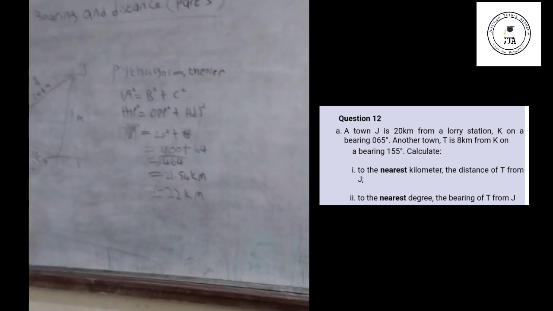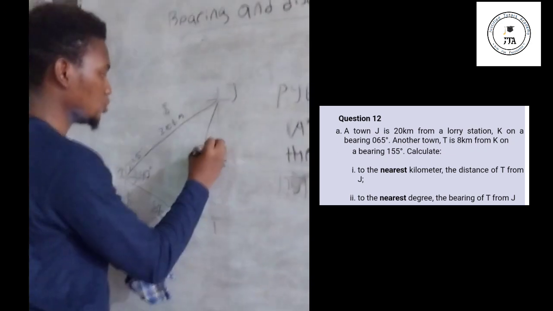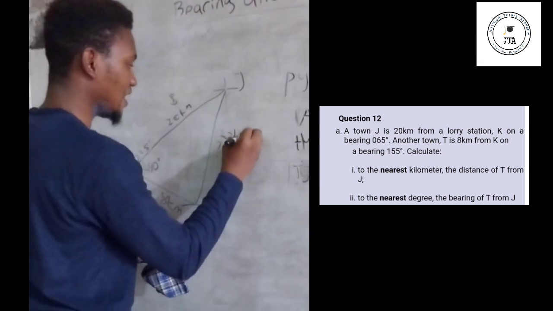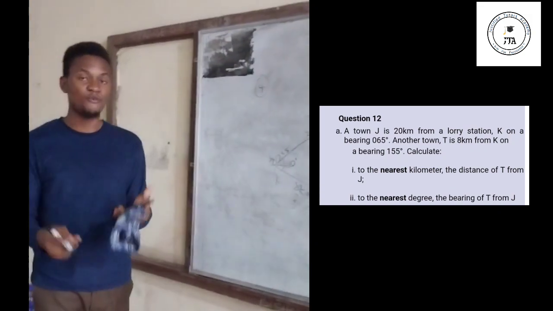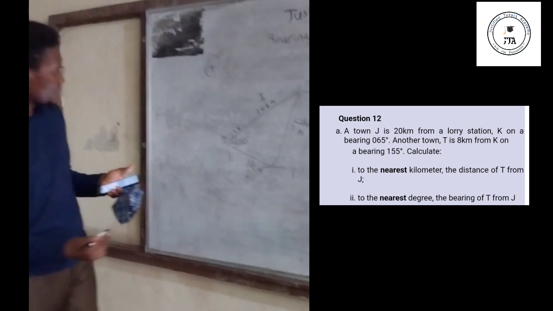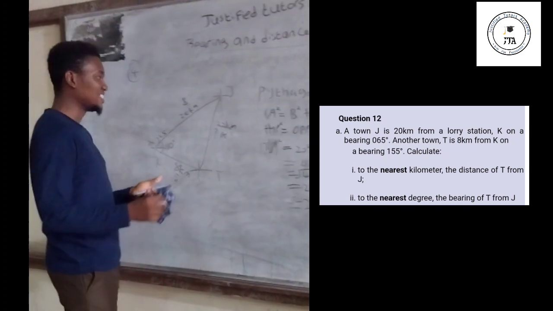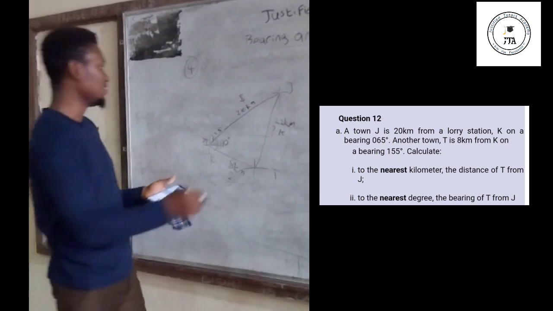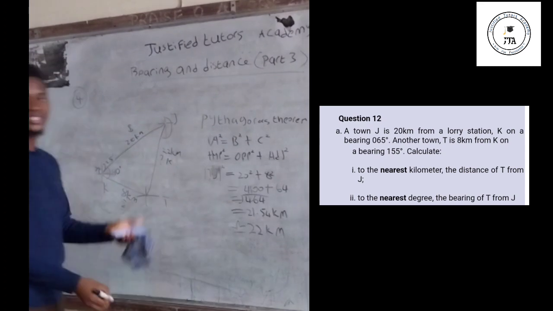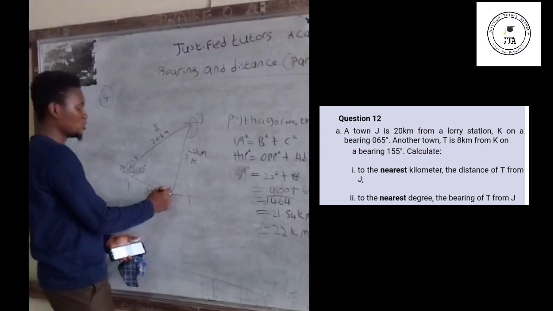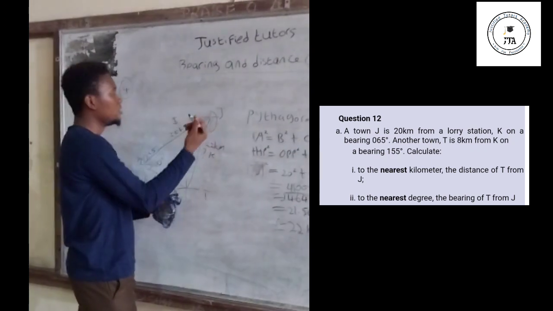Alright, now we are done with JT. JT is 22 kilometers. Now, they said that we find, to the nearest degree, the bearing of T from J. The bearing of T from J, which means that the angle at J is coming from T. Now this is our J here, so this is the angle here. The line between T and J is coming from J. So that's the guy.